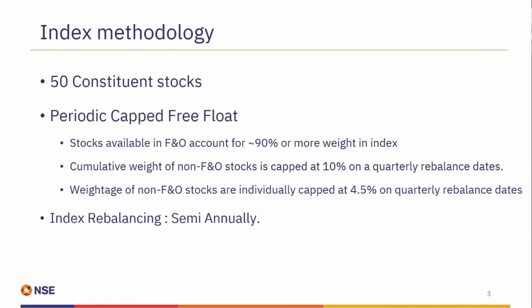Okay. And how about the index rebalancing and the free float index methodology calculation? Yeah, as I said earlier, the index has a long history. Over the years, the index methodology has undergone many revisions. Around May 2009, the index weighing methodology was changed from full float to free float. Later, in 2021, weight capping was introduced and the thresholds were further revised in 2023. So as we stand today, all the stocks which are not available in F&O are capped at 4.5% individually.